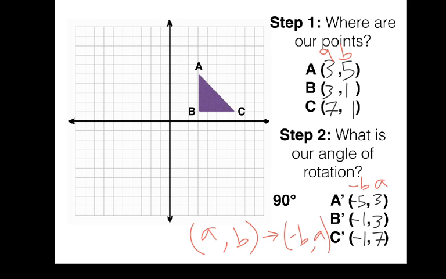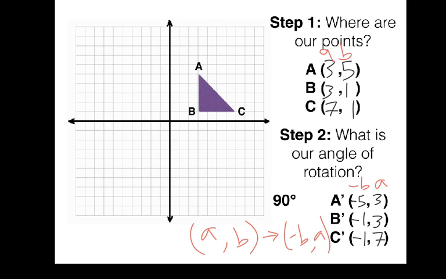So now let's graph them. If I take, let me make my pen a little bit bigger. A prime is going to be at -5, 3. So I'm going to go over 1, 2, 3, 4, 5.